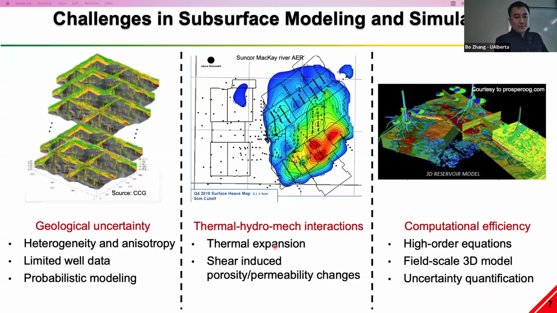So those are the three challenges that we are trying to focus on in our research: geological uncertainty, THM interactions, and also trying to solve the problem of computational efficiency.